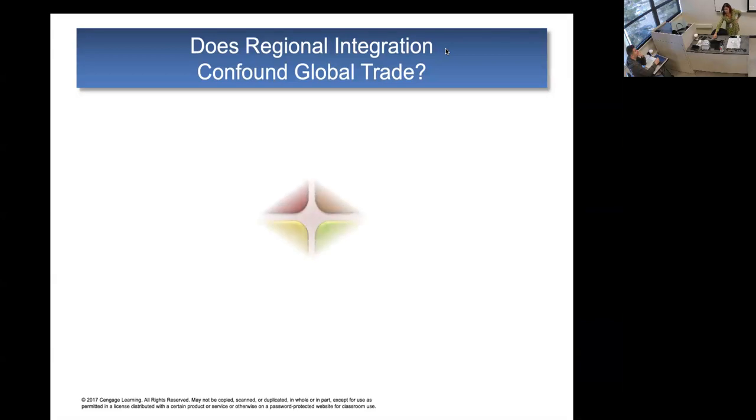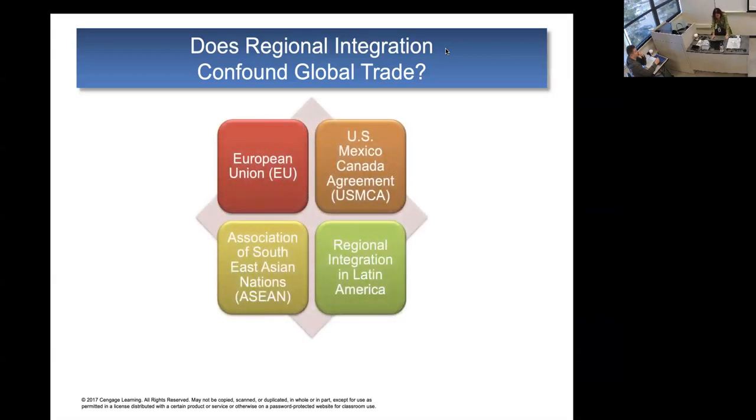Does regional integration confound global trade? Yes, we did mention the European Union. There's also the USMCA agreement, the US-Mexico-Canada agreement, which was originally NAFTA, and was renamed, not really restructured, not that much changed actually since they renamed it. Not really sure why they renamed it. It was a Trump thing, I think. He just wanted to make it his own or something like that, but eventually they renamed it, right? There are Latin American regional associations, and then there's the Association of Southeast Asian Nations, ASEAN agreements, right?